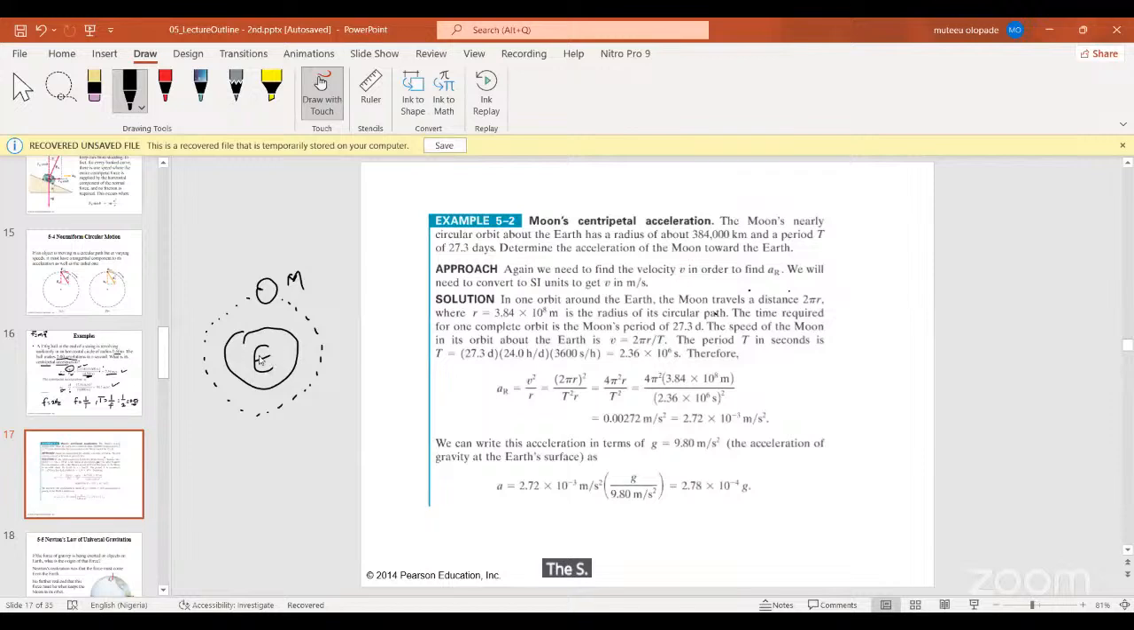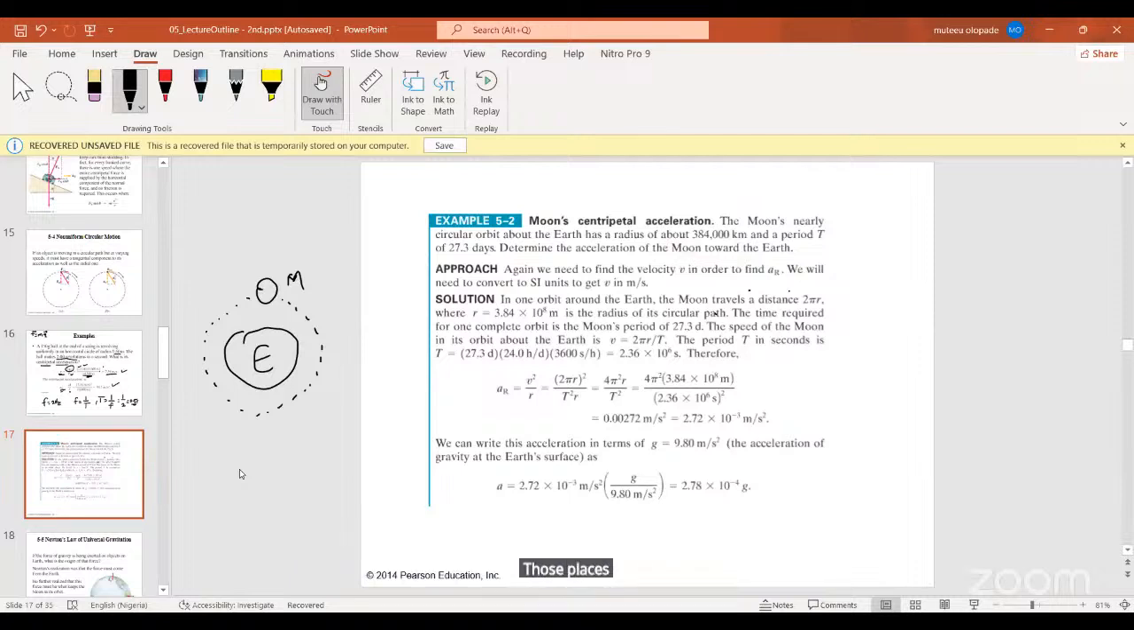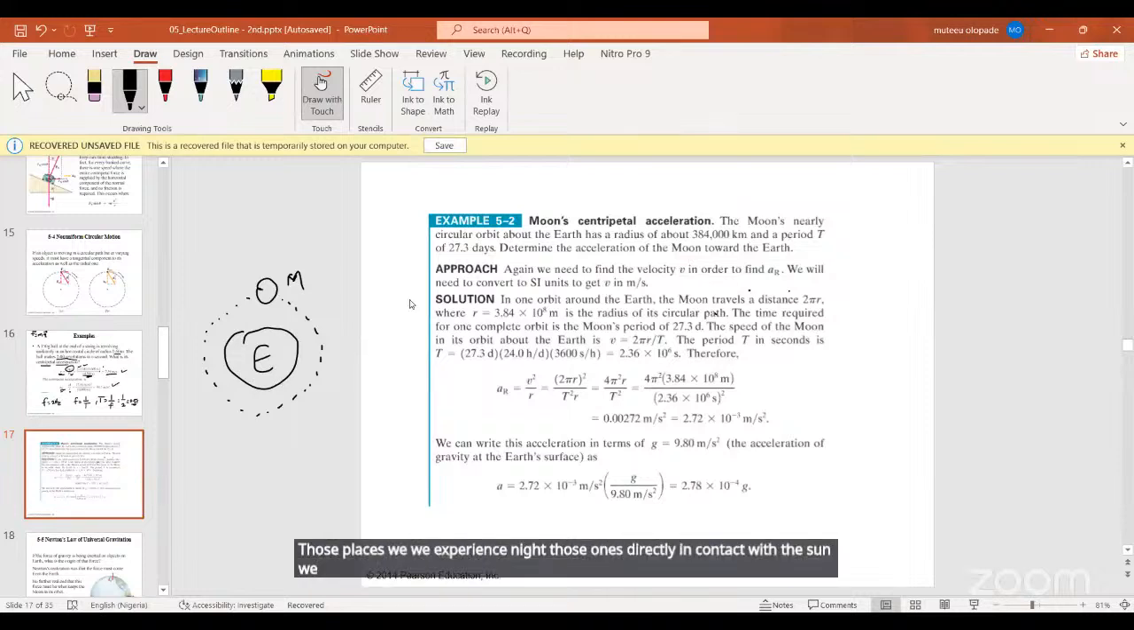Or the earth, you see the earth is rotating. And that is what gives the light and the day. So the sun and the moon are around this. It depends on which place of the earth is directly in contact with the moon. Those places we experience night. Those directly in contact with the sun, we experience the day.